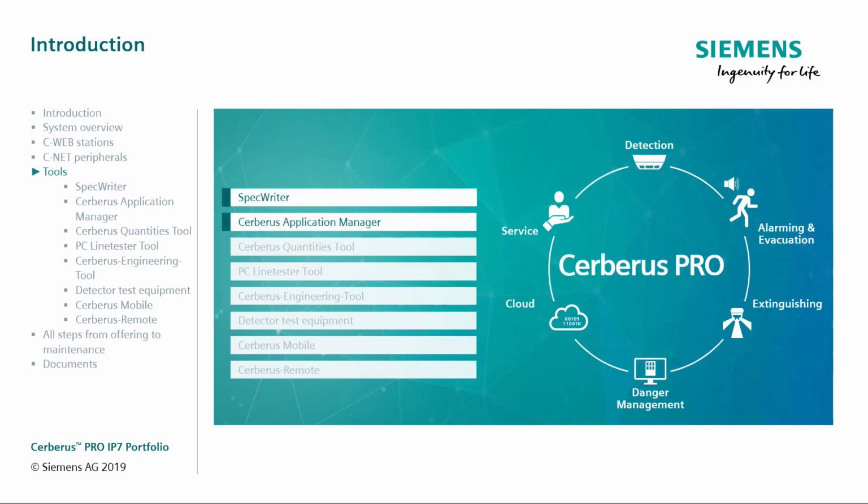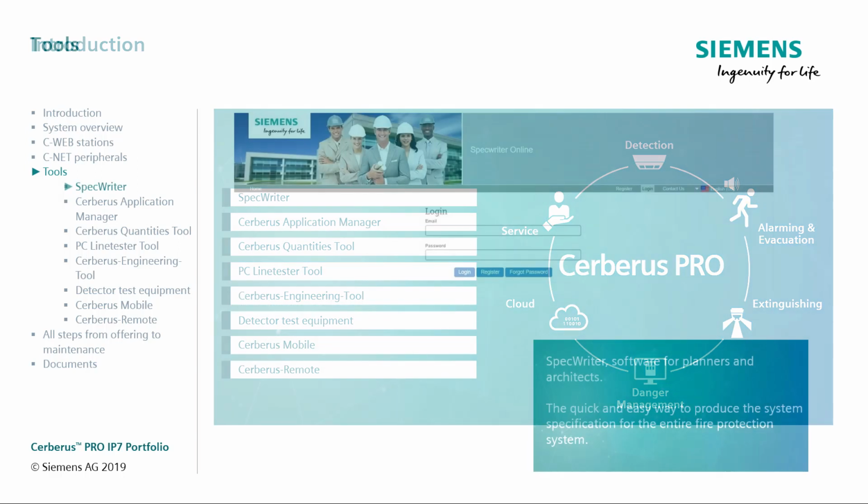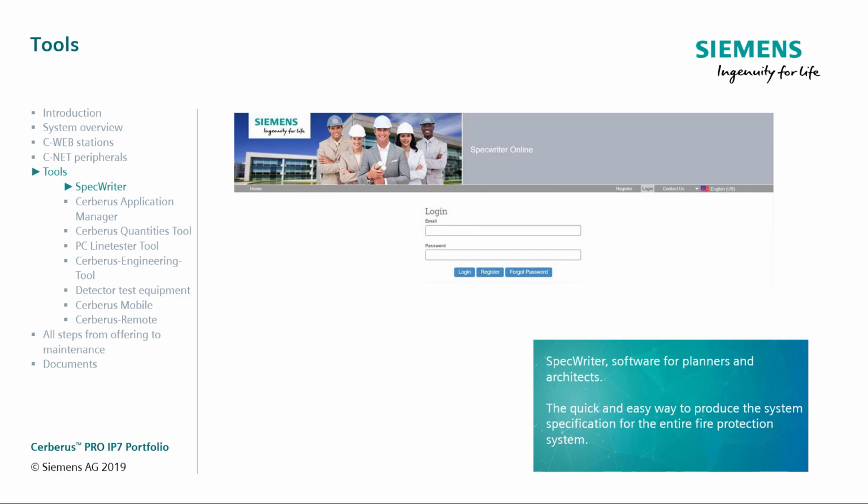In this lesson, we will introduce you to the tools we provide for Cerberus PRO. Spec Writer is a tool for all planners and architects. The online tool quickly and easily produces a system description for a complete fire protection system. A wizard assists the user in selecting requirements and functions.